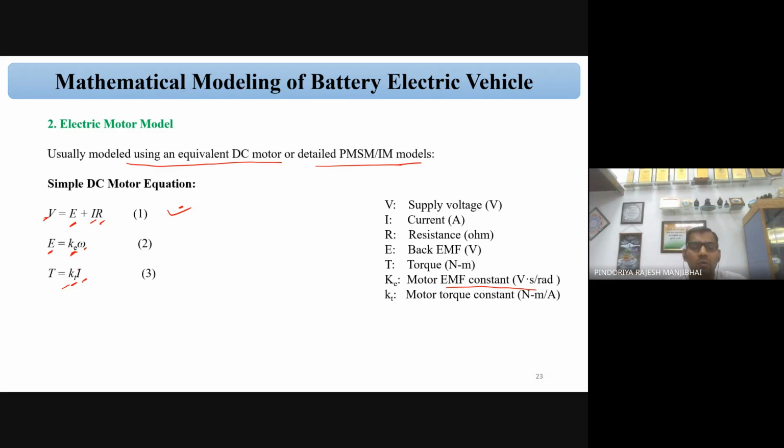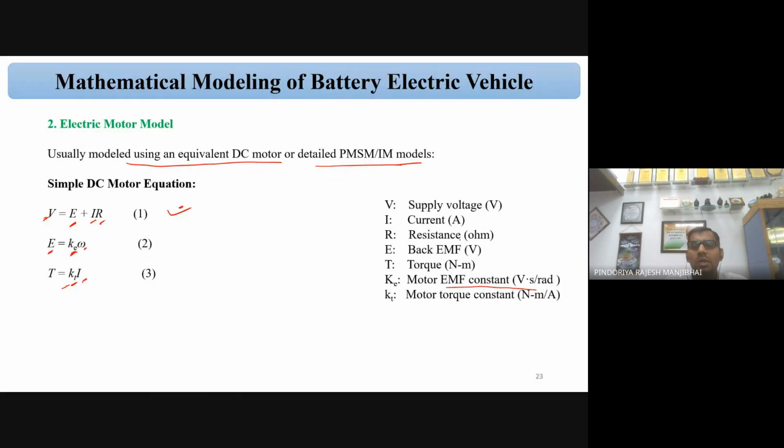How much current flows through the stator winding, correct? Maybe a three-phase stator winding, maybe a six-phase stator winding. So equations 1, 2, 3 are the fundamental equations, and based on these fundamental equations, we can derive the flux, torque, and every parameter, whatever you want.